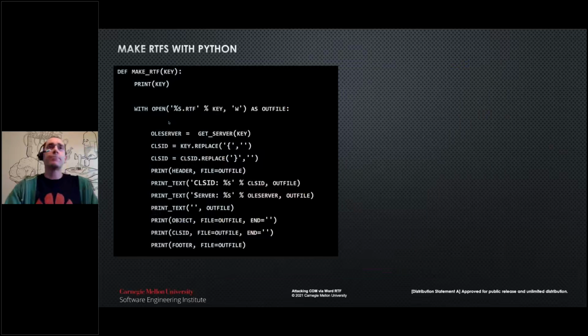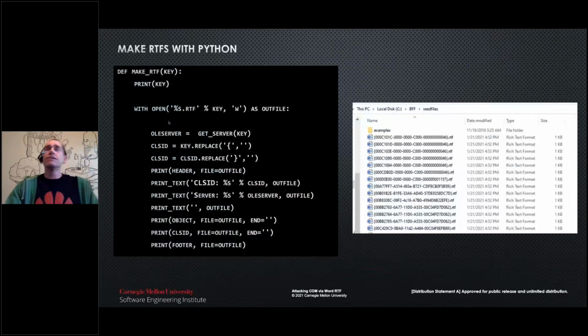This is a subset of a Python script. In the end, it will give you a directory full of RTF documents. Each one is named for the class ID that it tries to instantiate. So I've got, I don't know, 6,000. This is just a stock Windows system with Office, and I've got about 6,000 COM objects, 6,000 RTF documents.